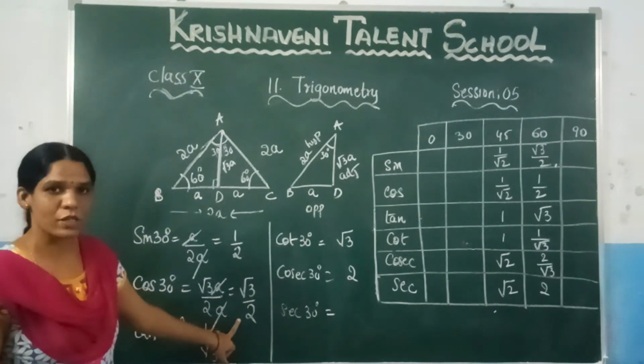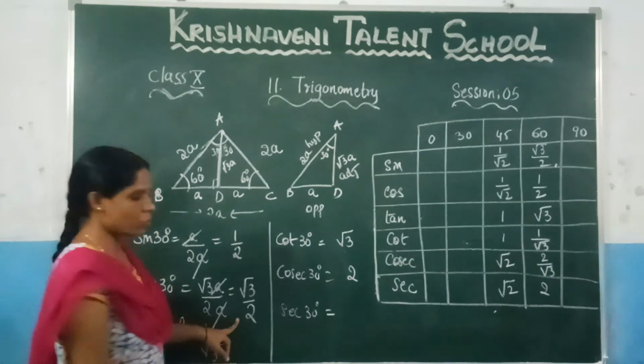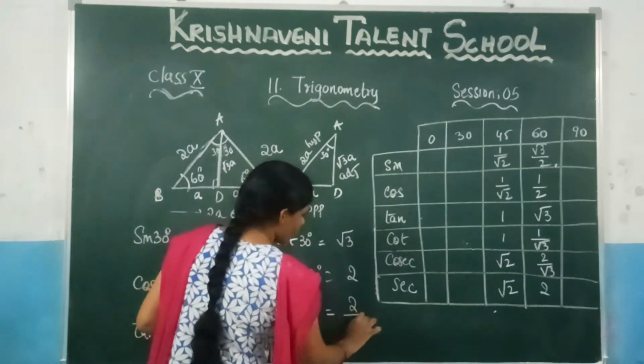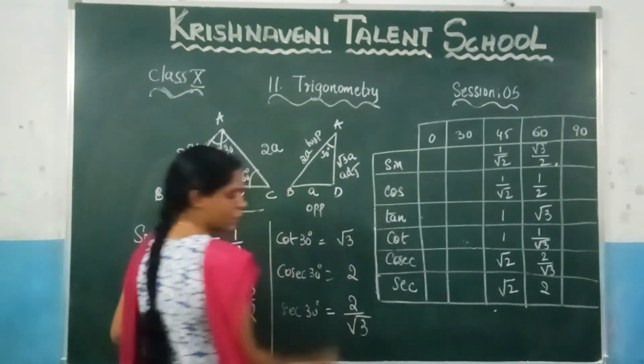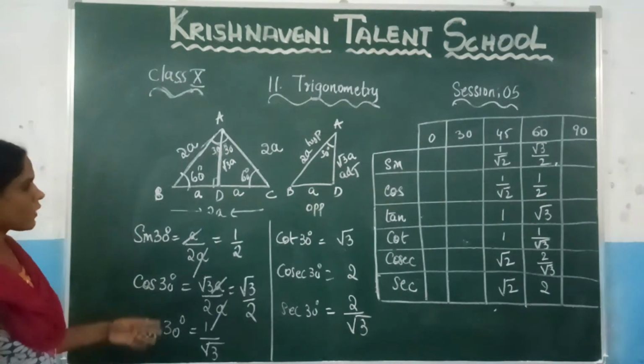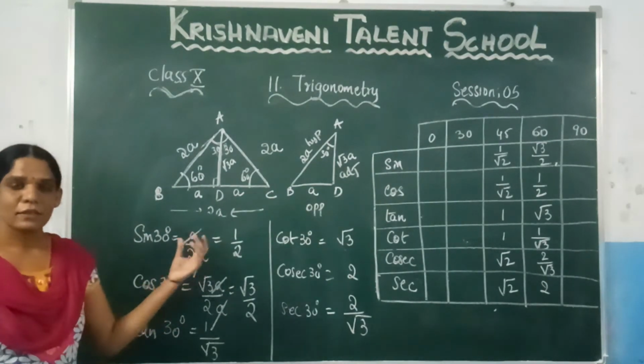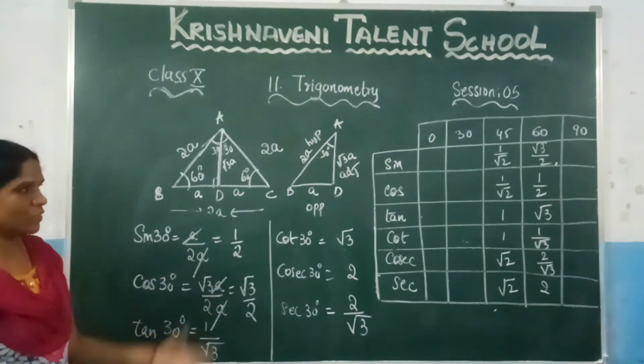Root 3 by 2. What is the reciprocal? 2 by root 3. So you can write the value here as 2 by root 3. Now here we have calculated all the 30 degrees values. Now let us fill that table.